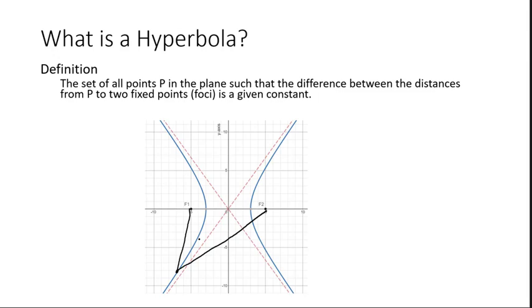An ellipse, our definition was any point on the curve was going to be the sum of the distances to the foci are the same. Whereas here, if you subtract the two distances and find the difference, that number would be the same. So for a hyperbola, we have to subtract the distances, whereas for an ellipse, you have to add the distances.